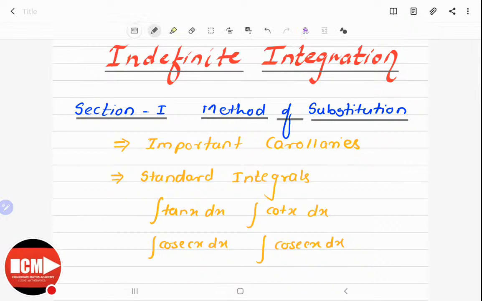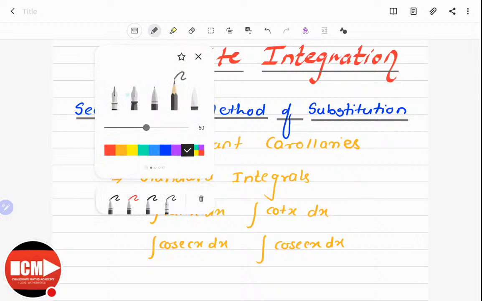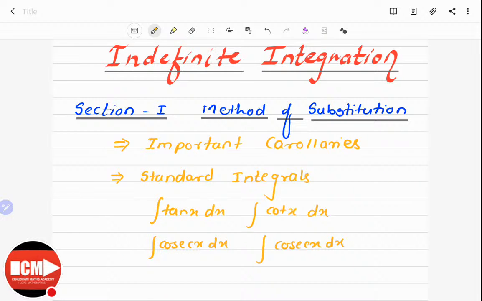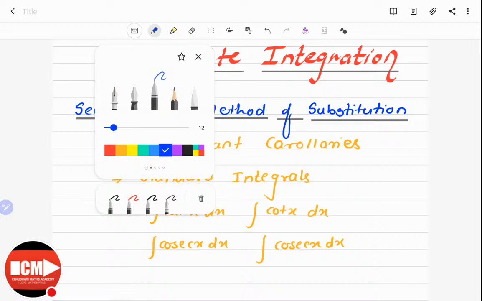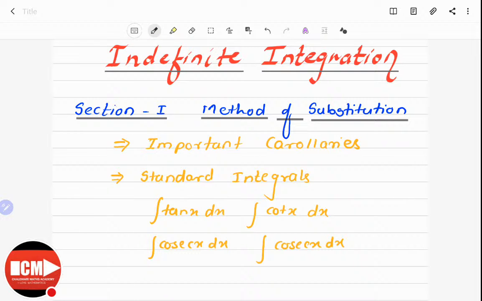And if you remember, in my previous video, we already discussed the method of substitution. Okay, so once again, I'm welcoming everyone to this live session on indefinite integration. From the last lecture, we started a very important section of indefinite integration called method of substitution.